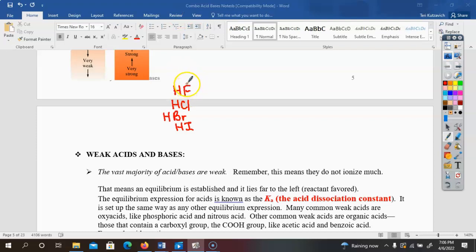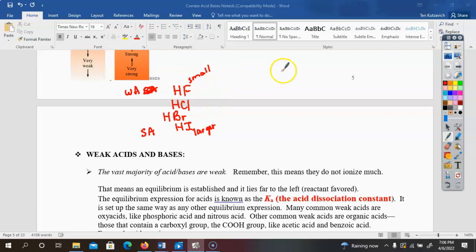Well, let's look at radius. They're all the same charges. This has a very tiny radius, and this is very large. The larger the molecule, the easier it will be to lose a proton. So HI is your strongest acid, and then HF, oh, I'm sorry, I got myself mixed up. So HI would be your strongest, and then HF would be your weakest. Sorry.